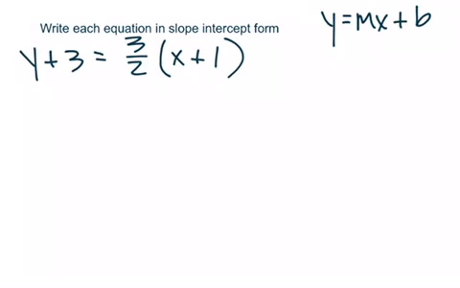Okay, so just like last time, we started off and did the distributive property, so that does not change. We're going to start off the same exact way. We're going to distribute whatever's outside the parentheses. Once I do that, in this case, distribute the 3/2. Now, what I have to do is isolate the y.